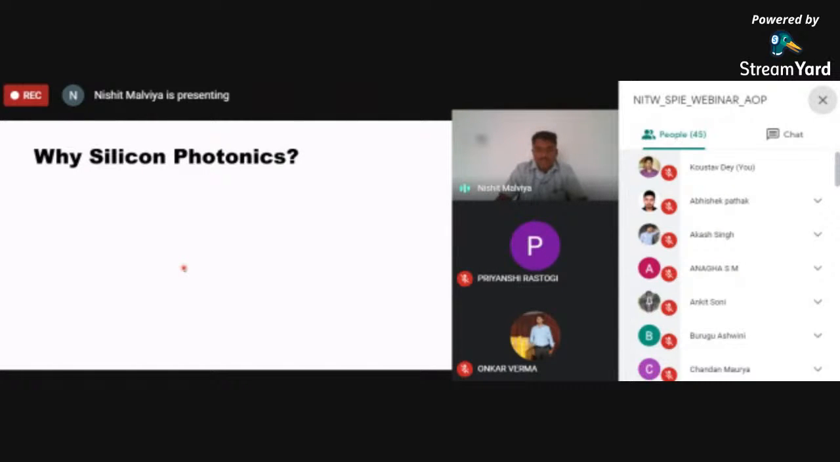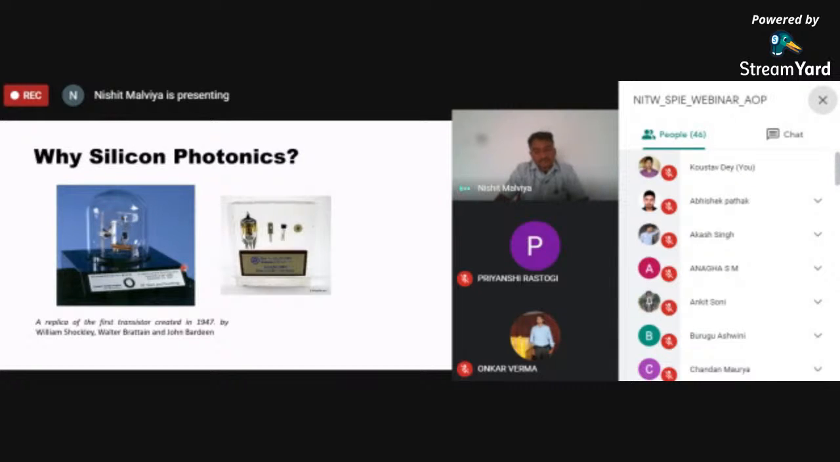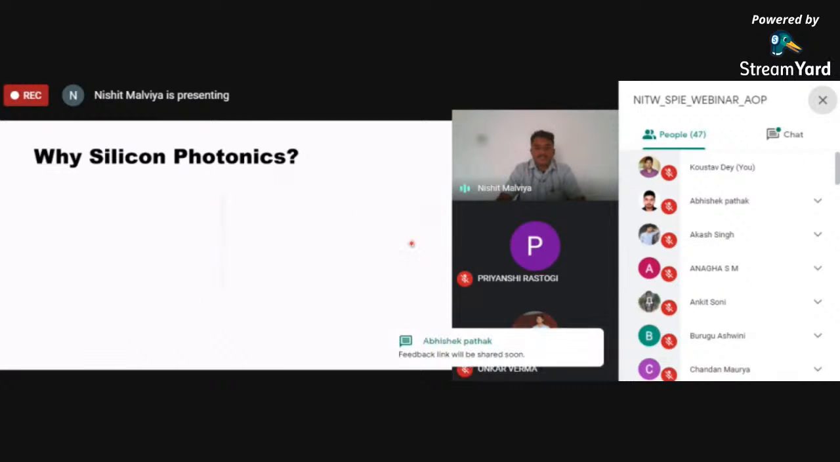Another motivation I am discussing here is that this is the first transistor, made by William Shockley and his fellows. After a few days the size of this transistor was reduced. This is the vacuum tube version of the transistor, and now the size of the transistor is reduced and miniaturized in one processor. One processor has millions of transistors for electronics processing, and this is the example of the transistor reducing its size.